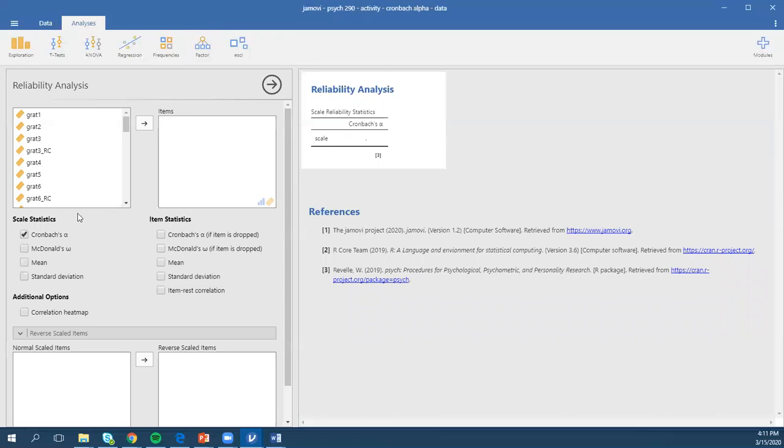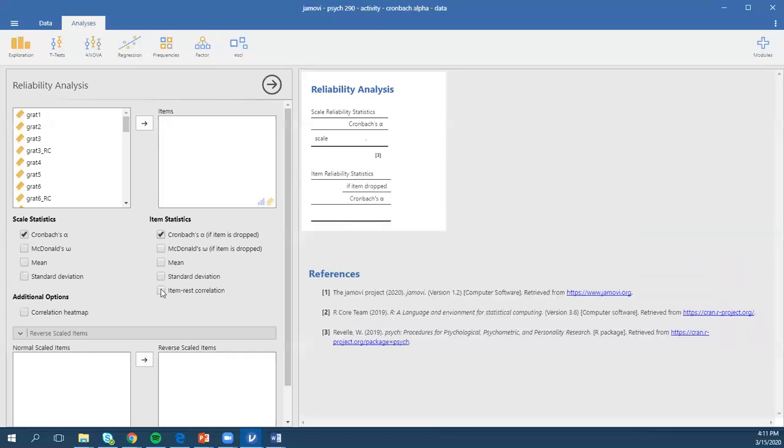What you want to do is make sure that under scale statistics, you have Cronbach's alpha checked. It should be the default, but just in case. And then you want to also ask it to give you Cronbach's alpha if an item is dropped and the item rest correlation.